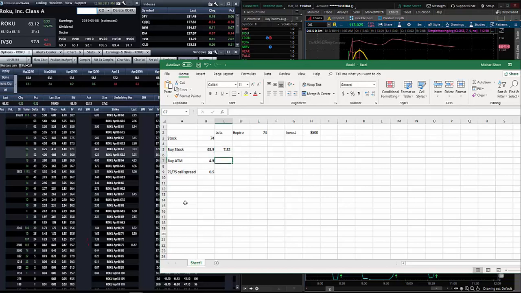If we buy the at the money call, and this is if it costs $4.50, we can buy a 1.11 because this is going to equal this divided by that times 100. So we can buy just over a 1 lot of at the money calls because each one of these is going to cost $450.